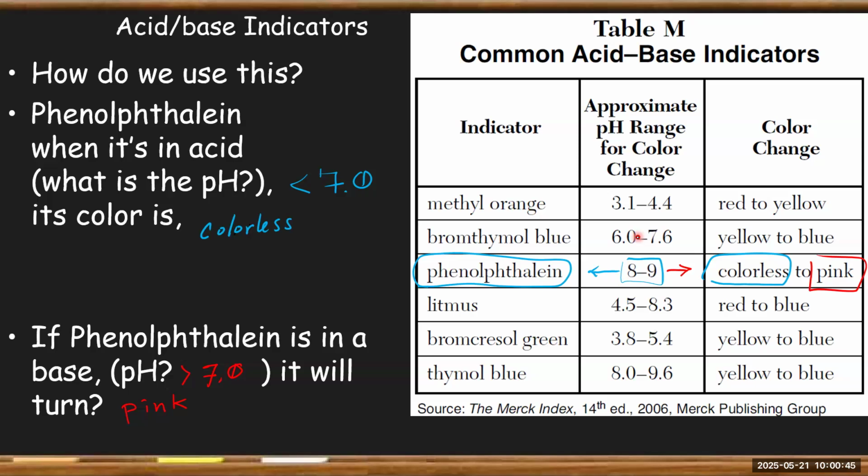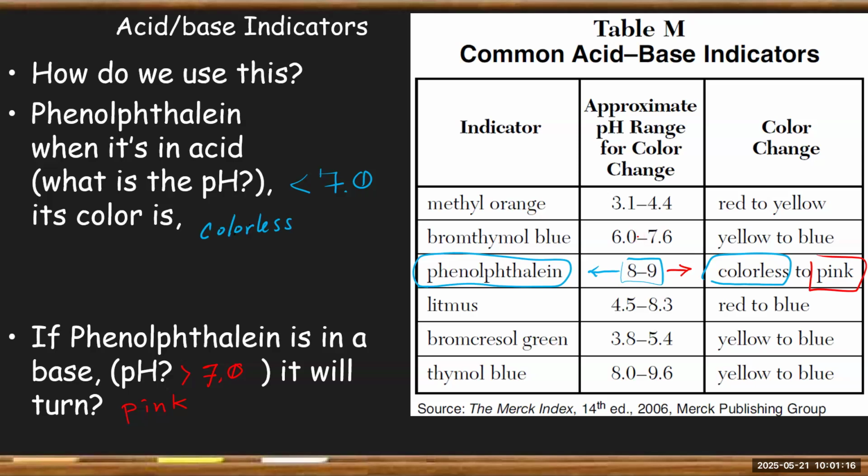Another one. Susie has an unknown liquid. She adds methyl orange and it turns yellow. Okay? And then she adds phenolphthalein to the same liquid and it stays colorless. What is the possible pH range? Yeah. So ready? Let's go break that down.